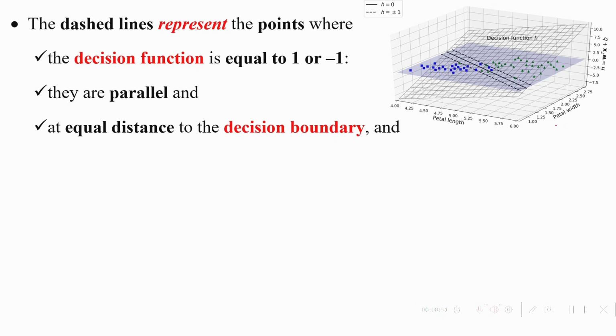They are parallel and at equal distance from the decision boundary. These dashed lines are hyperplane 1 and hyperplane 2. This is called H plus, and this is called H minus. These two are hyperplanes where this value equals 1 and this value equals minus 1. These two lines are parallel to each other, and they are also parallel to the decision function. Also they form a margin around it.